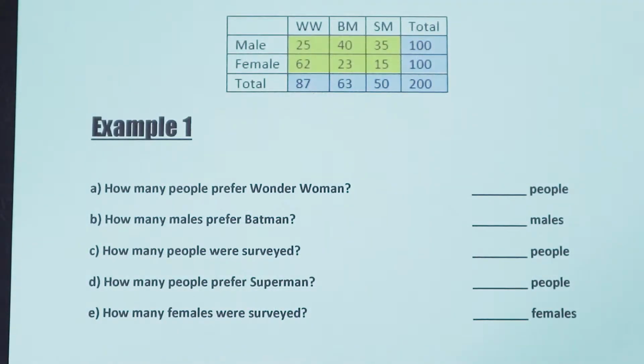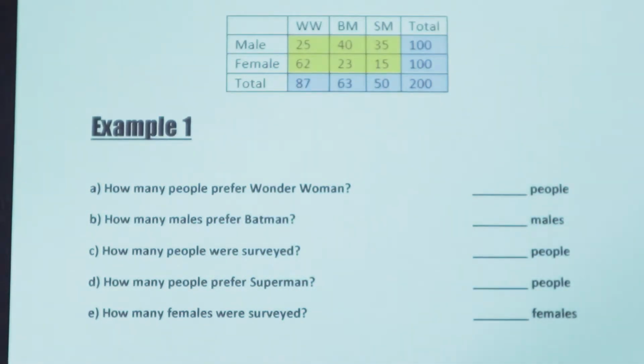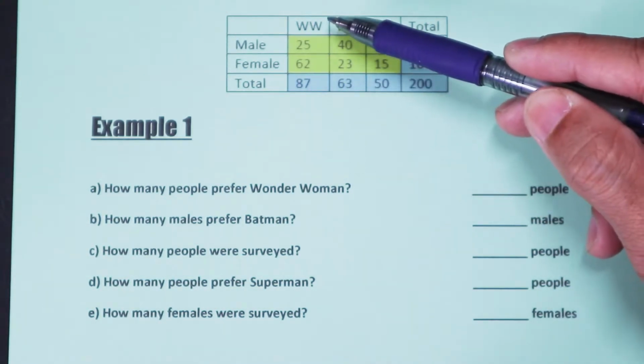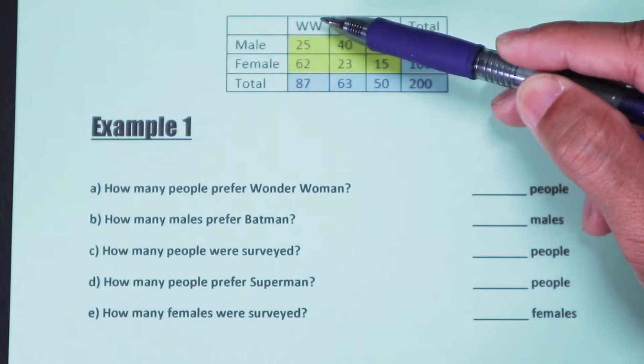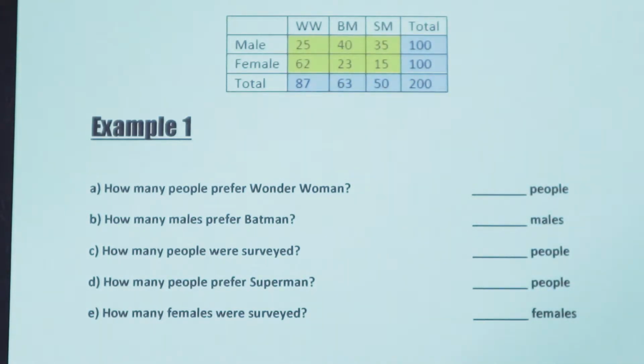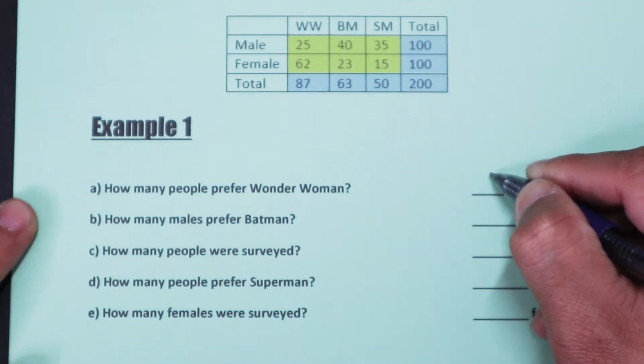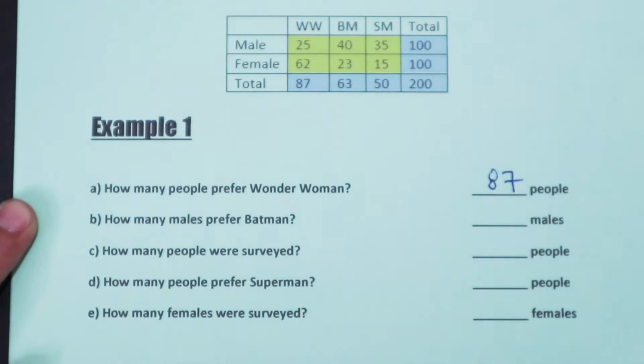Well, with this table, let's take a look at example 1. There are quite a couple of questions that we could extract from the table. In part A, it says, how many people prefer Wonder Woman? It does not specify male or female, so we're going to count both genders. We just look at the Wonder Woman column and find the total, and there are 87 people, male or female, that prefer Wonder Woman. So we're going to say 87.